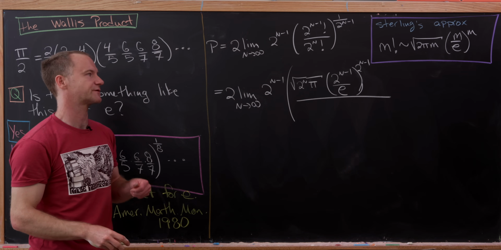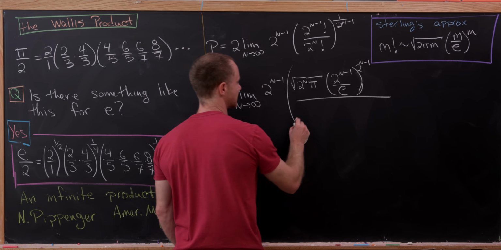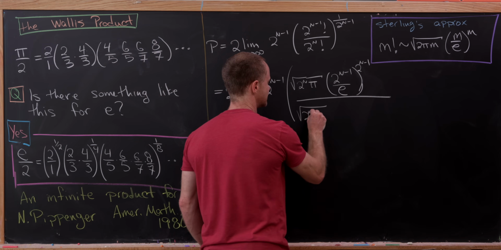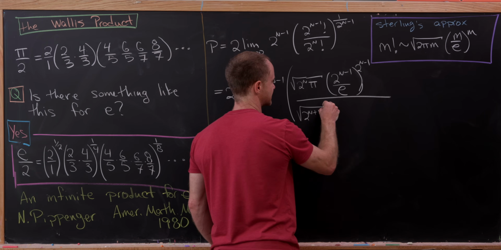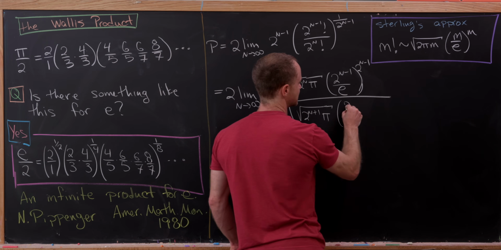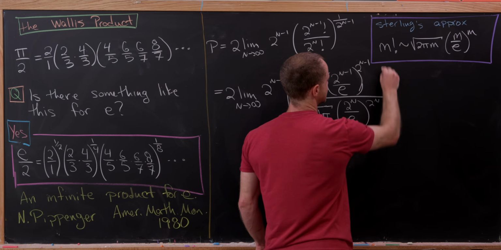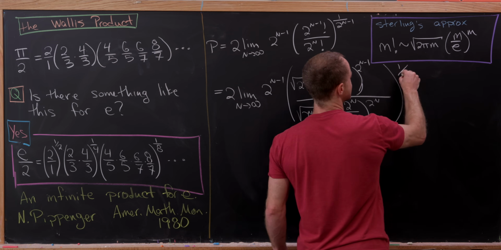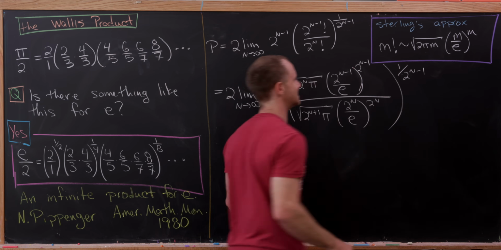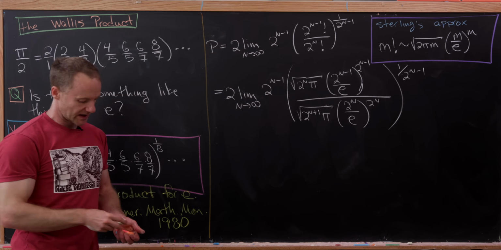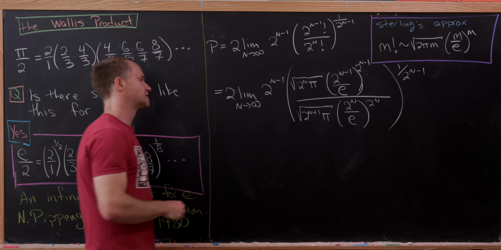And now we're going to use Stirling's formula again where m is 2^n. So that'll give us the square root of 2^n plus 1 times pi, and then (2^n over e) raised to the 2^n. And then that whole thing is raised to the 1 over 2^n minus 1. Now we're ready to almost finish it off.